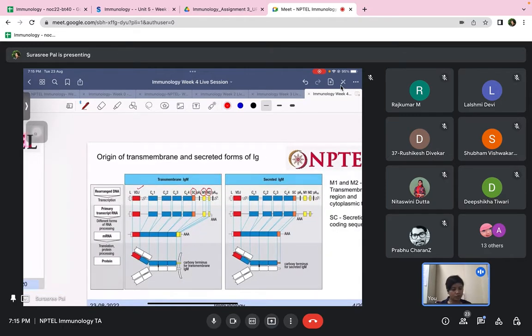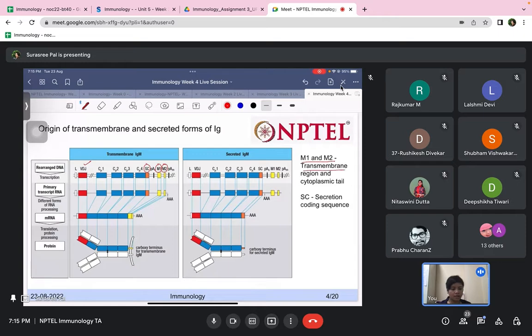What are these M1, M2? M1 and M2 are the transmembrane region, and they also code for the cytoplasmic tail of the transmembrane IgM. So M1 and M2 code for the region of these immunoglobulins which spans the cell membrane; these are responsible for the transmembrane part of the protein. And what is SC? SC is the secretion coding sequence, the part of the gene responsible for the secretion of these immunoglobulins.